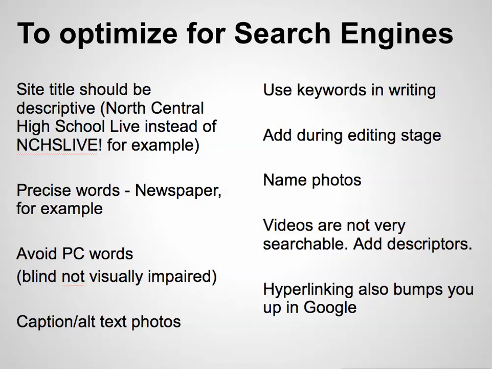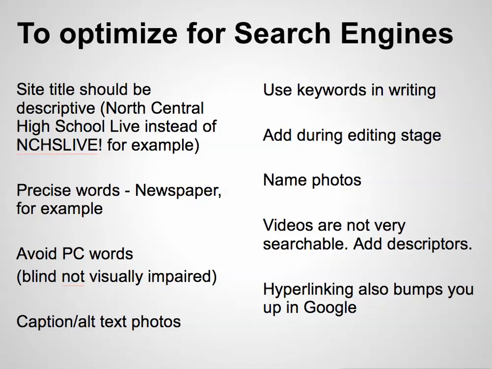You want to use keywords in your writing, so think about what people might search for if they're looking for you. You can add those during the editing stage. So I suggest, for example, if you have football stories, always spelling out the name of your high school the first time it's referenced in the football story. So spell out the whole name instead of saying like our football team, you know, it's going to state, right, the North Central High School football team, comma, the Red Devils or whatever, will be advancing to the state competition.